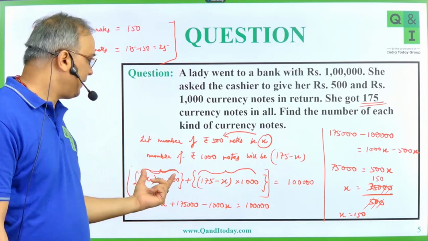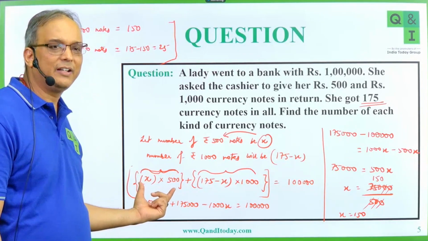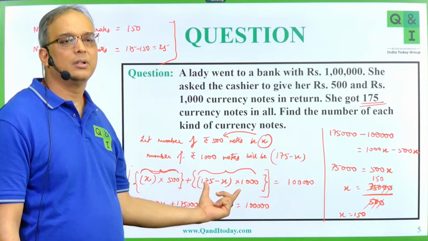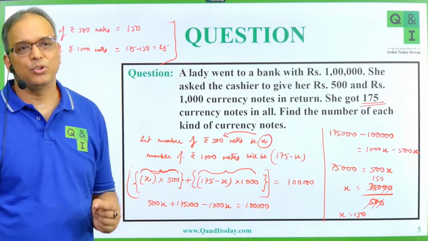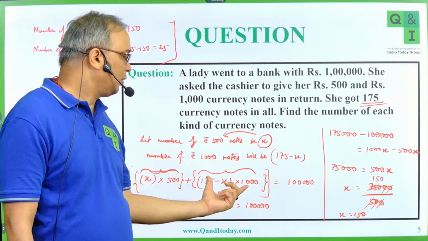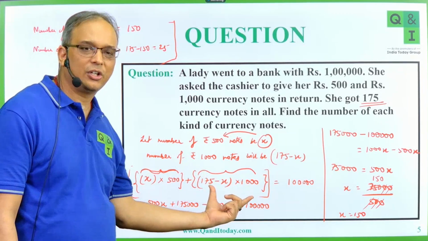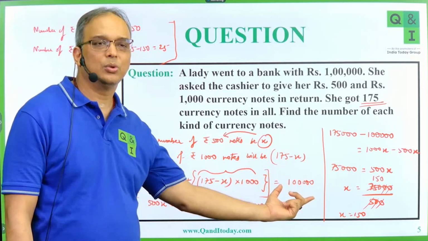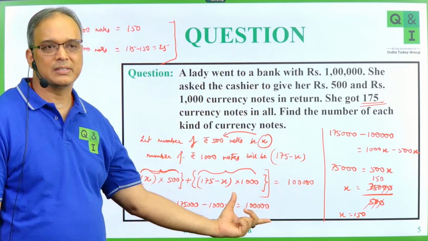Now if I add the value of the 500 rupee notes and the 1000 rupee notes, Kevin, please, can you mute yourself? Yeah. So the value of money of the 500 rupee notes plus the value of money of the 1000 rupee notes, when added together, is equal to the total amount which the lady took to the bank, that is 1 lakh rupees.